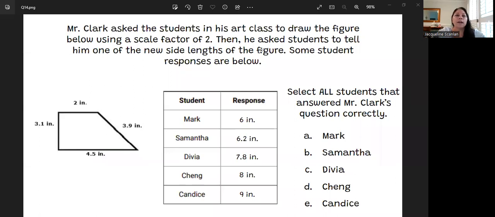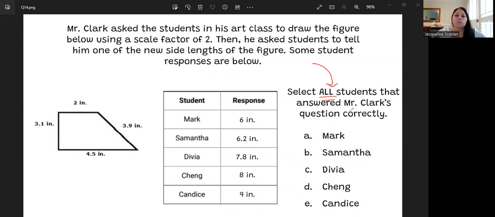All right, so this question says, Mr. Clark asked the students in his art class to draw the figure below using a scale factor of 2. Then he asked students to tell him one of the new side lengths of the figure. Some student responses are below. So if you take a second to look at the picture and the student responses, finally, you can look at the question that's being asked. It tells you to select all the students that answered Mr. Clark's question correctly.